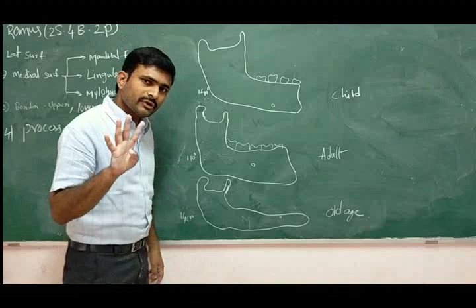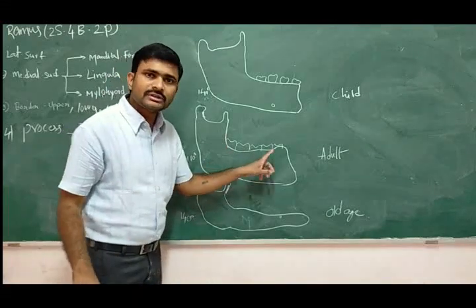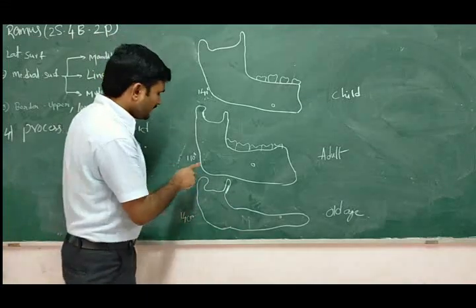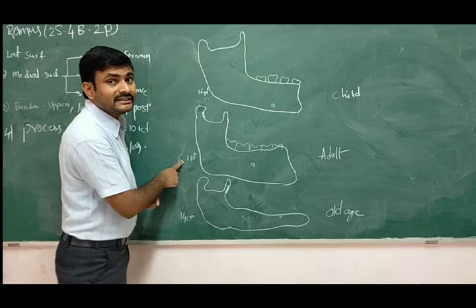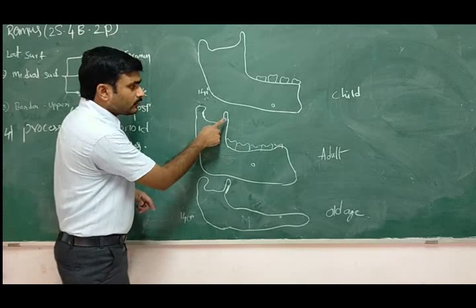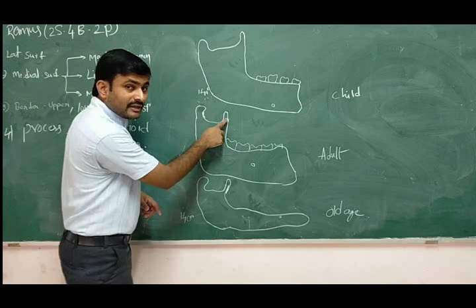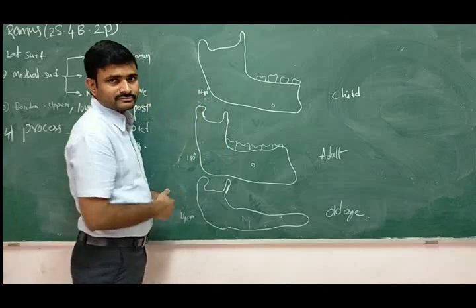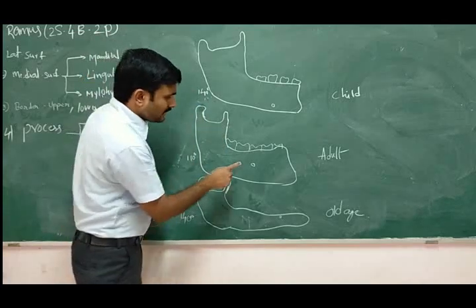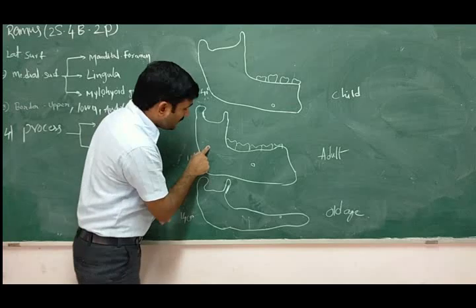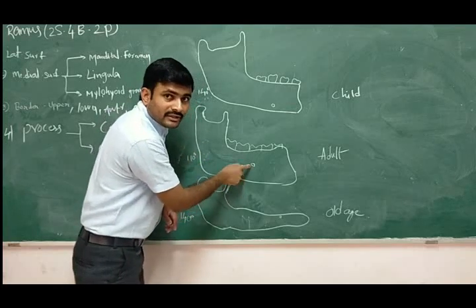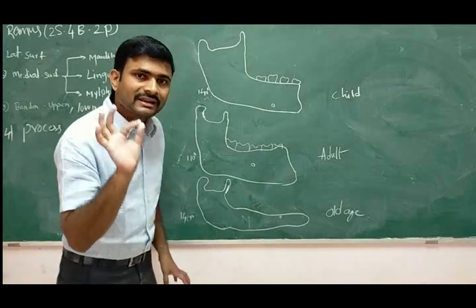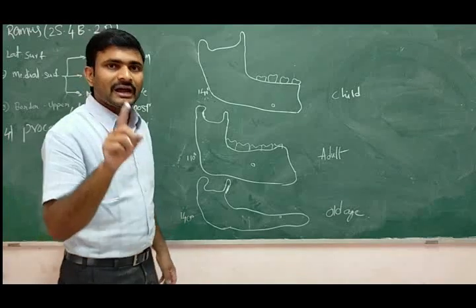In the adults, same 4 points. The alveolar part is for the permanent teeth only. Clear? And next, the angle is 110 degrees. The condylar process is higher than the coronary process. And the fourth point, the mandibular foramen, mandibular canal, and the mental foramen are all located in the center of the body and the ramus in the adults.